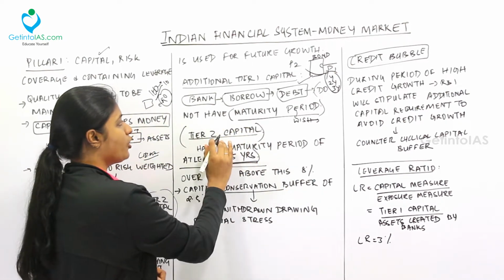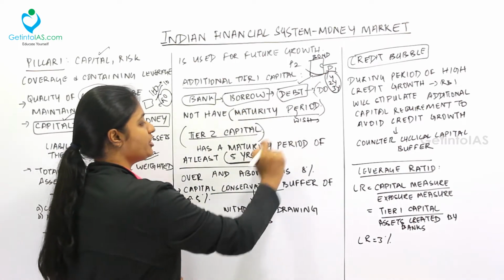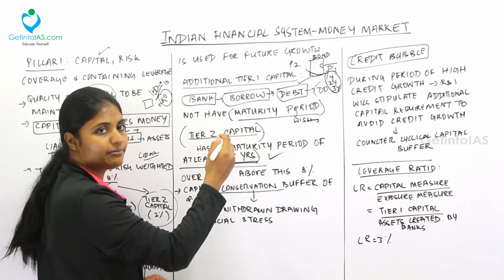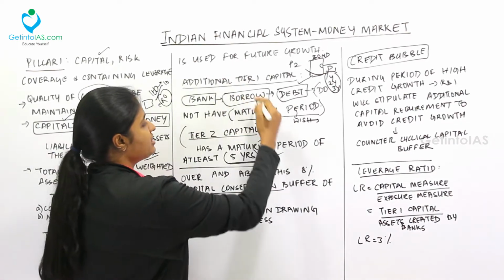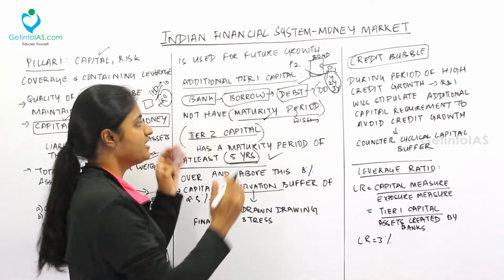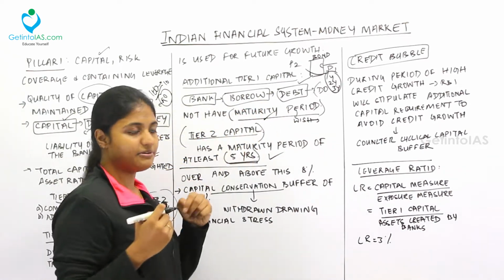So the banks are borrowing in two kinds. One has a maturity period, that is called tier 2 capital, and the tier 1 capital, additional tier 1, doesn't have a maturity period. This is how the banks will maintain the capital.